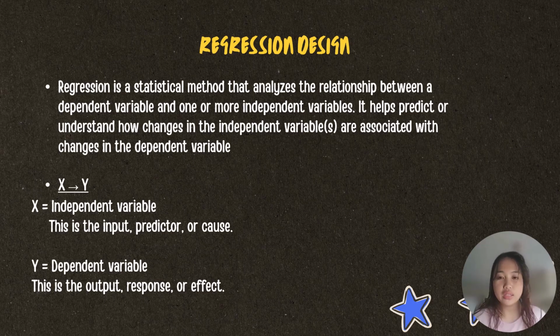So next we have the regression design. Regression is a statistical method that analyzes the relationship between a dependent variable and one or more independent variables. It helps predict or understand how changes in the independent variables are associated with changes in the dependent variable. So the X represents the independent variable, the input, the predictor, or the cause, and then the Y represents the dependent variable, the output, response, or effect.